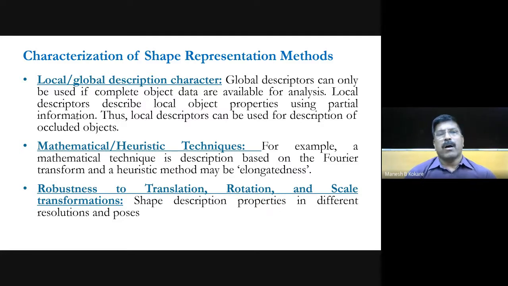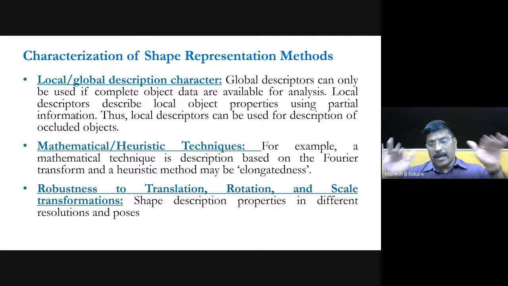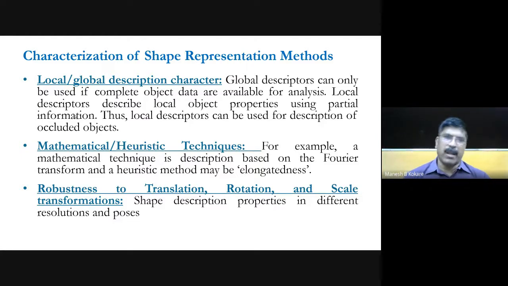So generally local methods are used for description of the object if some portion of that shape is occluded by another object, and so on. Whereas global descriptors are used when the complete shape or complete object is available, with no occlusion. In that case, the global approach can be used.